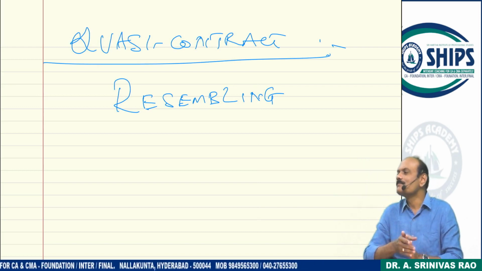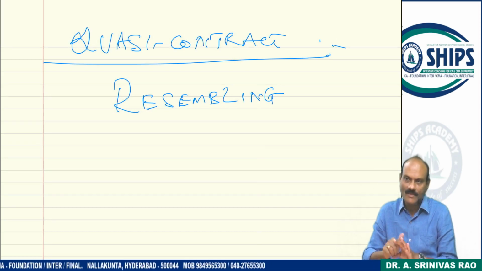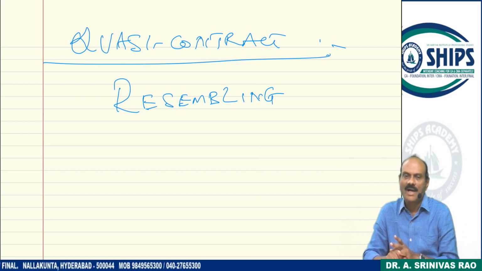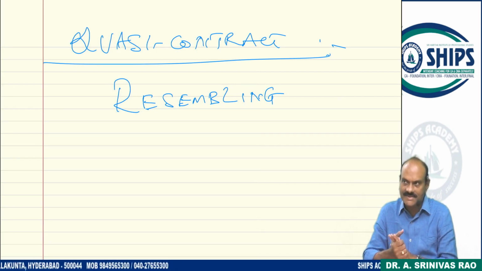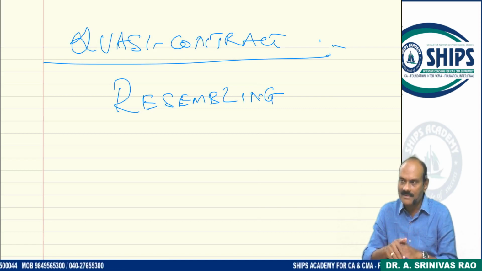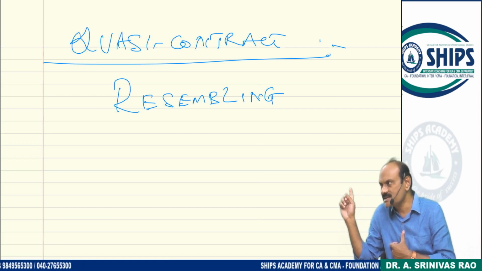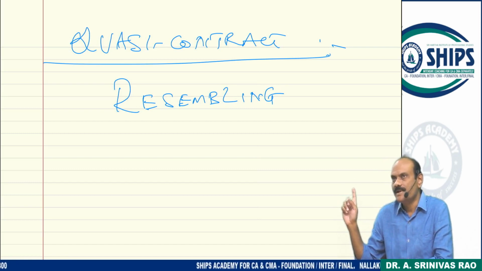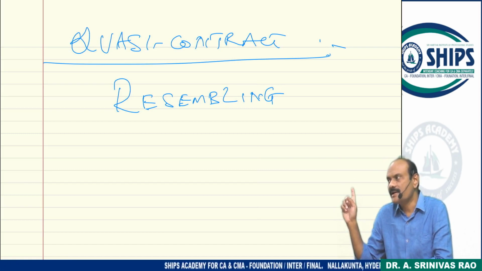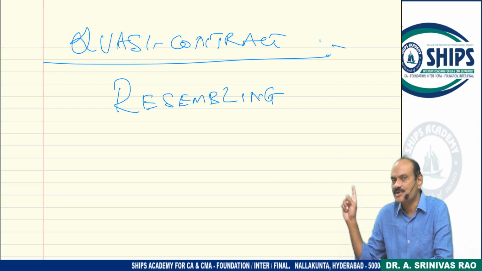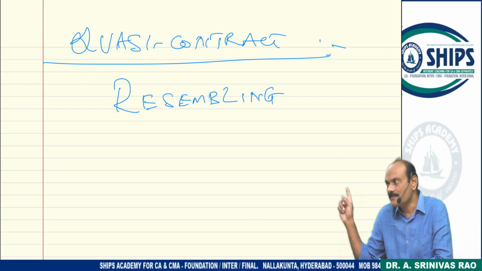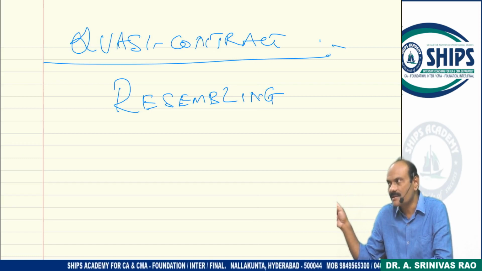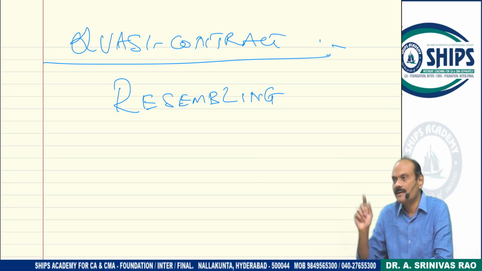Anyway, read the meaning. Quasi-contract. Contractual obligations resembling between the parties are created by law. Continue.